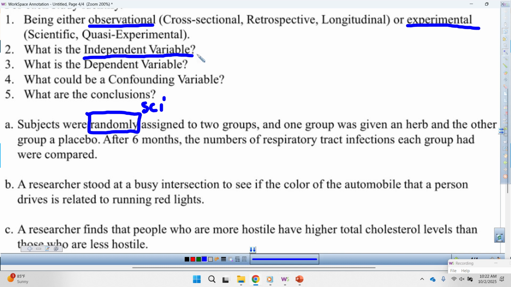Please, pass someone. Andrew, what was introduced? That is correct, the herb to create the response. Next, which is the dependent variable? What was used to measure outcome? Tell your neighbor, and then Andrew's going to pass someone.